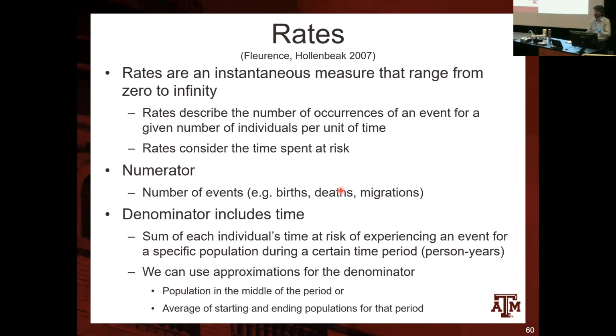The correct way to get information for the denominator of that formula is to know how much time each one of the individuals in that population was at risk of experiencing the event that we are measuring in the numerator. So if I'm alive in January and I die at the end of June, I was exposed to the risk of dying only half of that year. So I should not count as 1 in the denominator. I should count as 0.5.